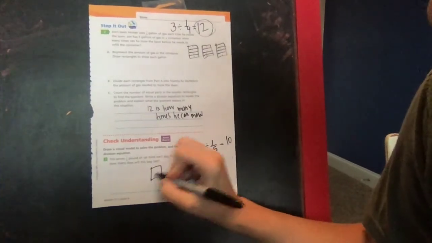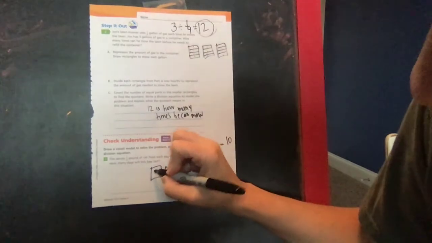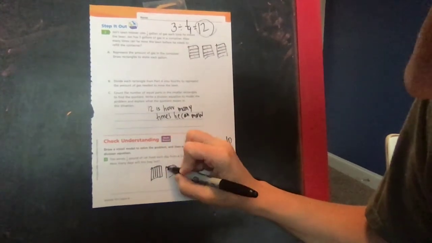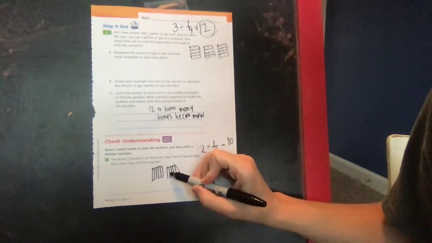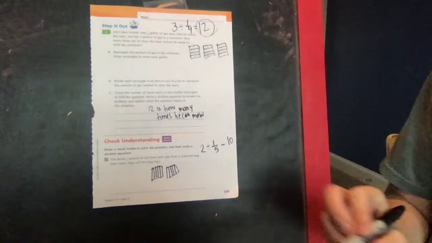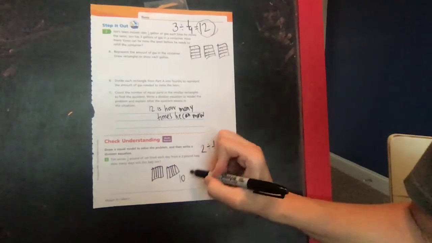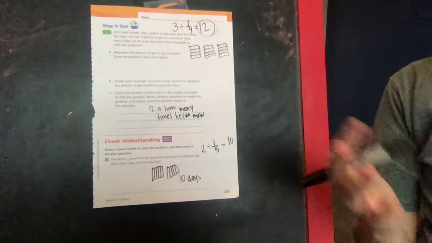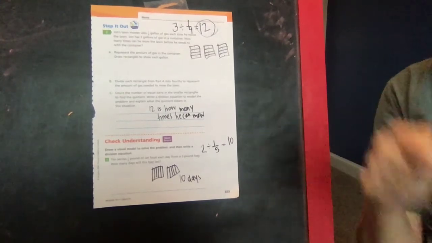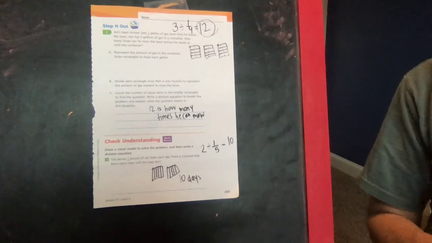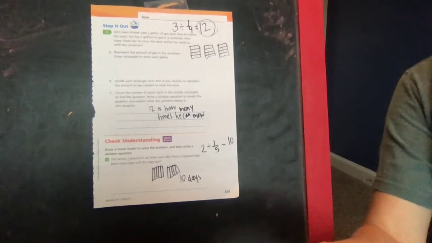Or you can draw your 2 bags and you put them into 5 parts. There's Monday, Tuesday, Wednesday, Thursday, Friday, Saturday, Sunday, Monday, Tuesday, Wednesday. It took 10 days to get rid of that food. You could always add up, okay? 1/5 plus 1/5 plus 1/5 plus 1/5 until you get to that whole number 2. That's another strategy that you could use.